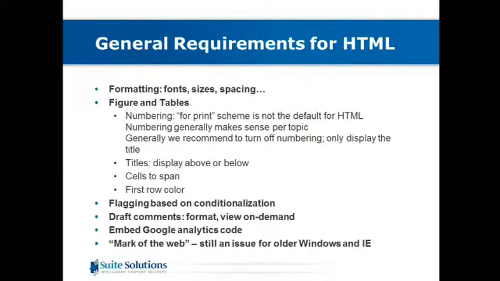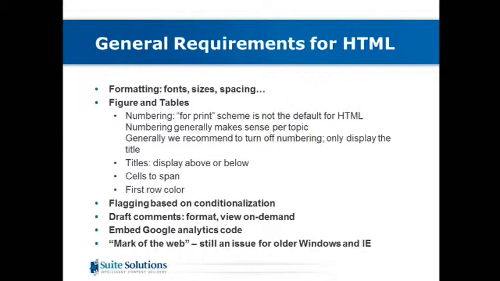So general requirements for HTML are broad because there are a lot of different types of formats that can be based on HTML. But in general, just like we spoke about with a PDF, you want to get your formatting, font sizes, and spacing down pat for the particular platform that you're going to be delivering to. Figures and tables: numbering is not the same as for print. Usually for a manual you'll have figure and table numbering through the chapter or through the entire book. That's not the default for HTML, and generally it's not something you want to do for HTML.